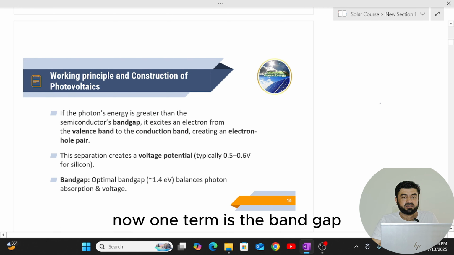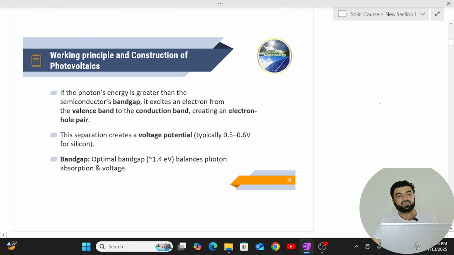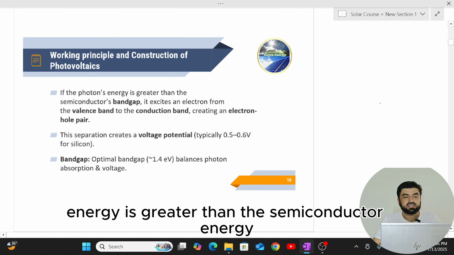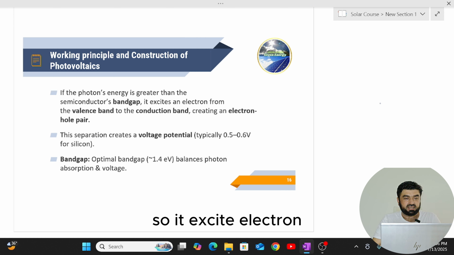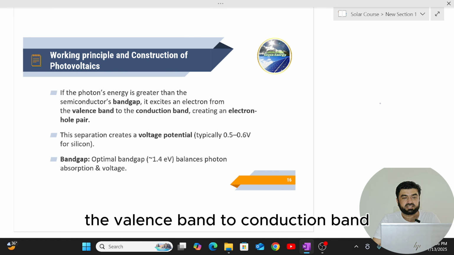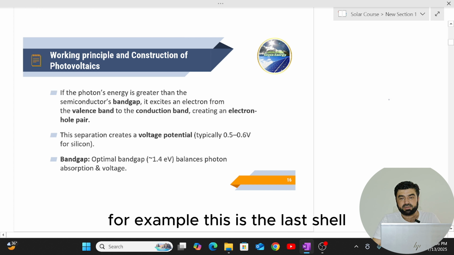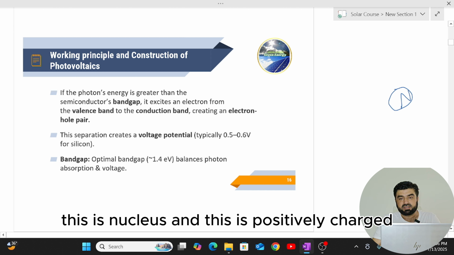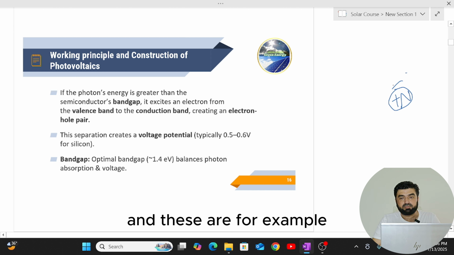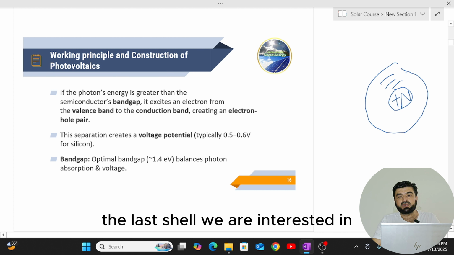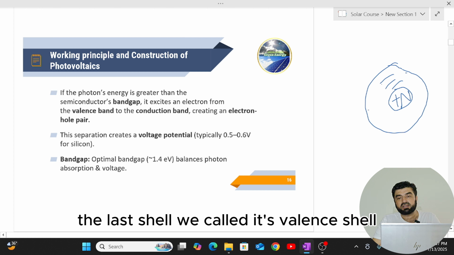Now one term is the band gap. If the photon energy is greater than the semiconductor band gap energy, it excites an electron from the valence band to the conduction band, creating an electron-hole pair. For example, this is the last shell, this is the nucleus, and this is positively charged. And these are, for example, more shells. We will not draw them.